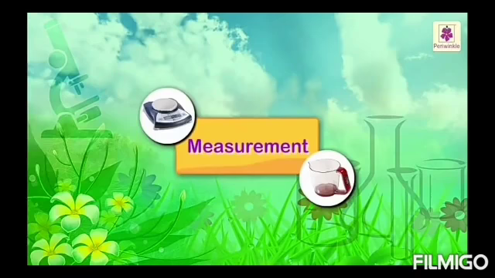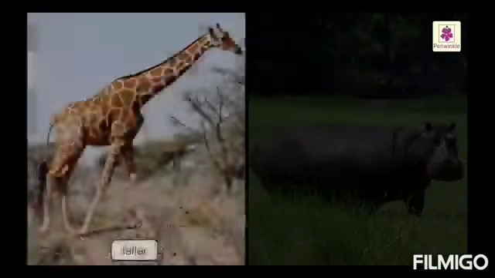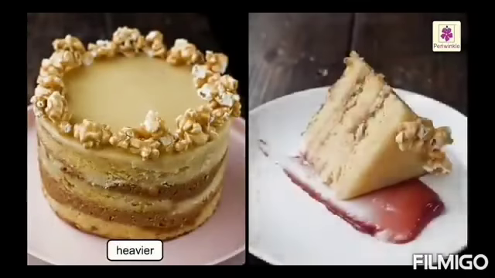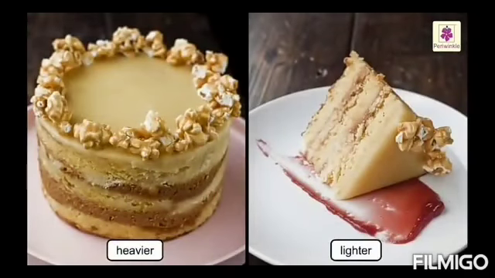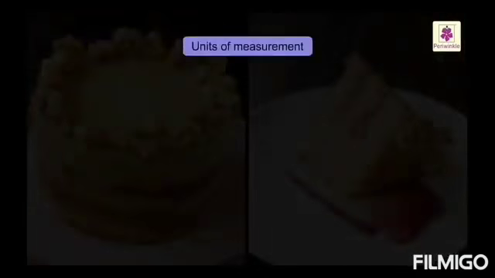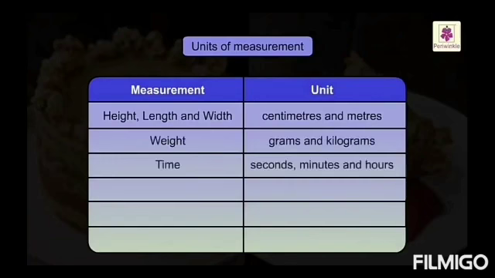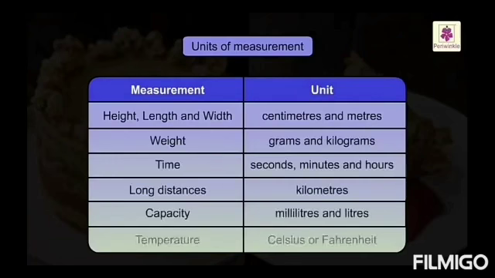Now we will learn chapter 1, measurement. We use words like taller and shorter to compare height, and words like heavier and lighter to compare the weight of different things and people in daily life. There are different units in which height, weight, time, distance, capacity and temperature are measured. Let us study these different units of measurement.